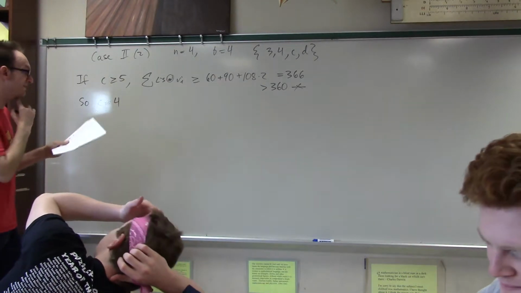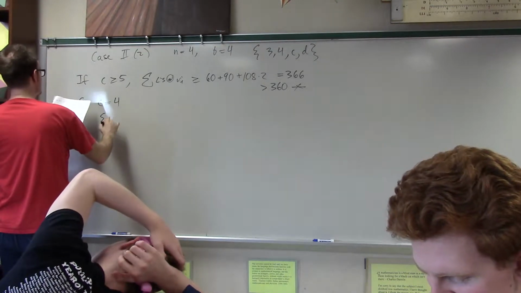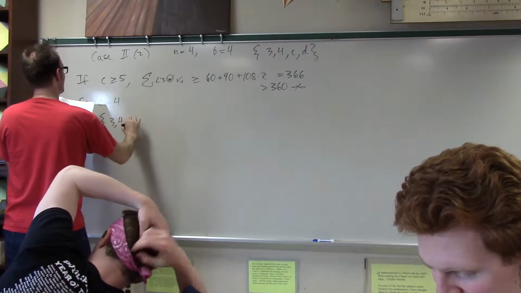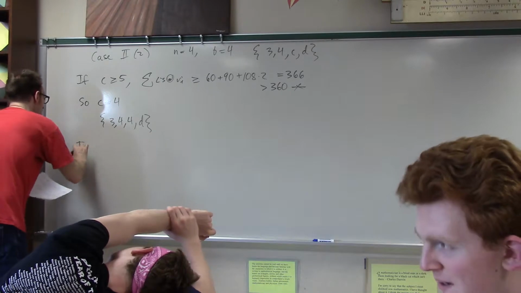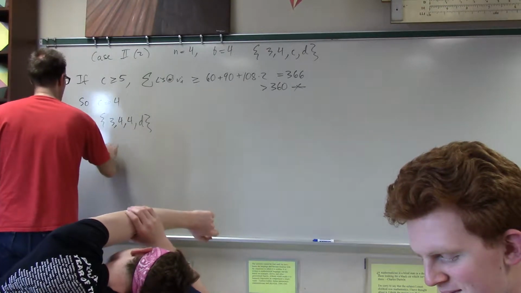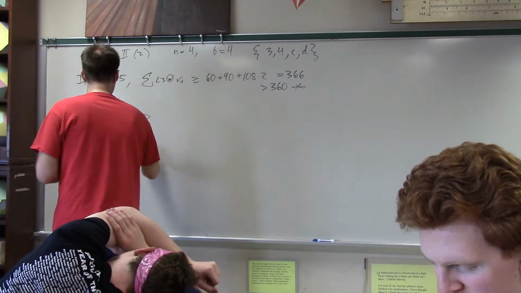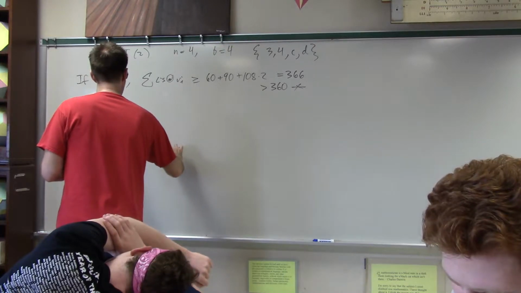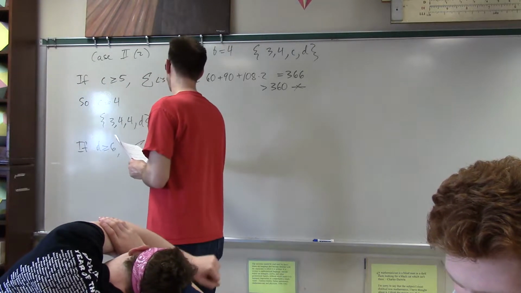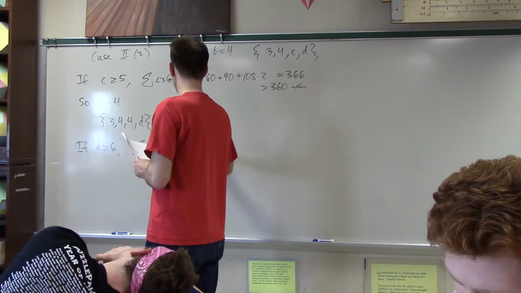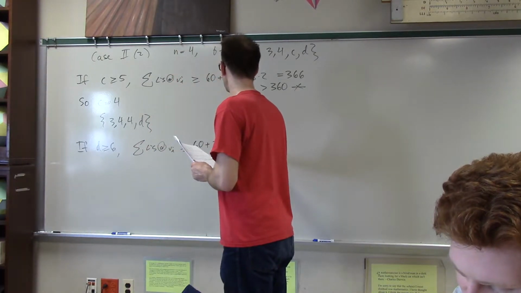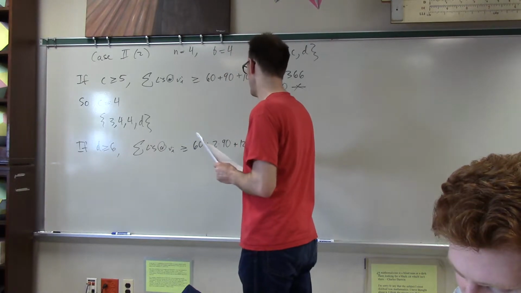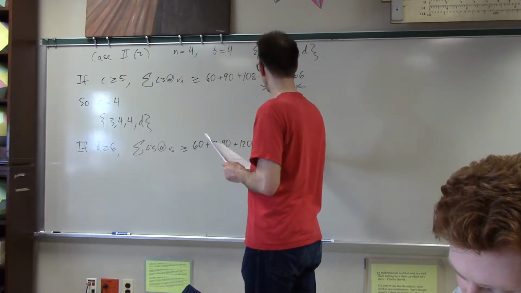And therefore, if C is 4, then the polygons meeting there are 3,4,4,D. Also, D can't be that big. If D is greater than or equal to 6, then the sum of the angles at V sub i is greater than or equal to 60, plus 2 squares, plus at least 120, which is already 360, a contradiction.